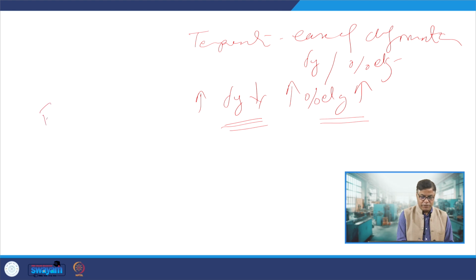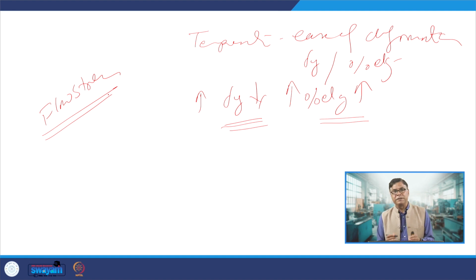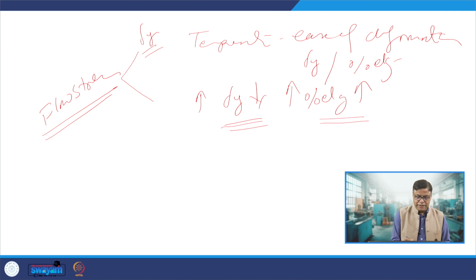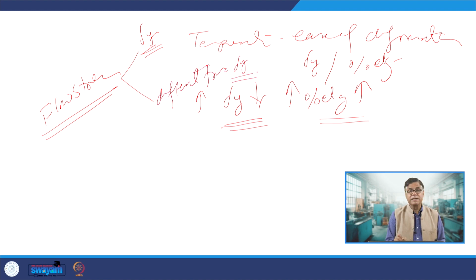The flow stress is one. Flow stress is the stress at which the material will start deforming plastically. So the flow stress corresponds to the yield strength if the metal is in the annealed condition. But if the metal is not in the annealed condition, meaning it has the effect of some other metallurgical changes due to the plastic deformation or metallurgical transformation, then the flow stress will not correspond to the yield stress, but it will be different from it.